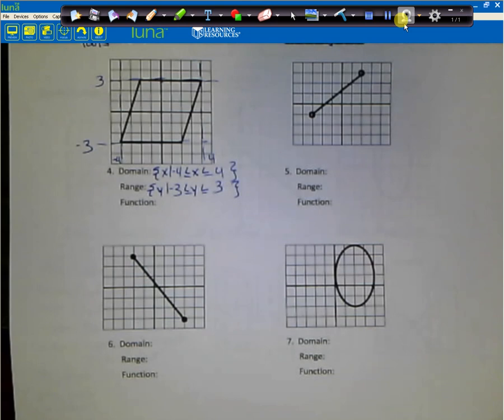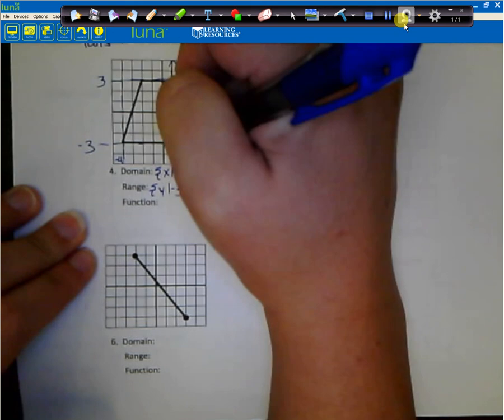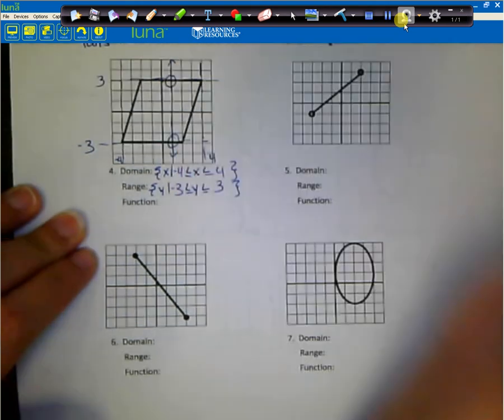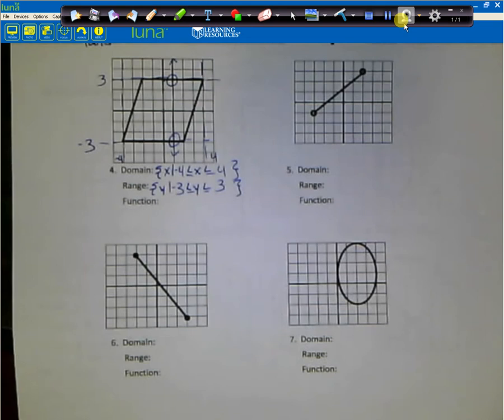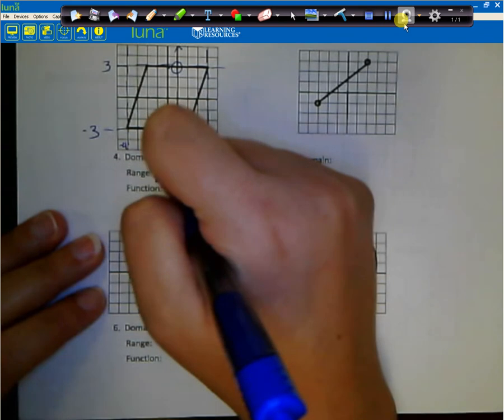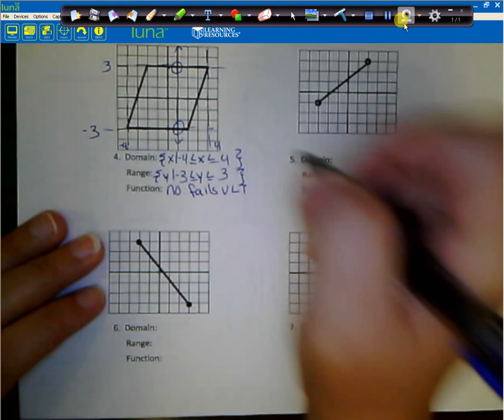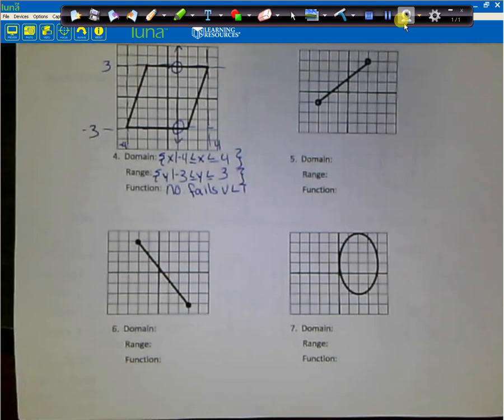Then if we're talking about a function, we're going to use the vertical line test since it's a graph. And if I draw a vertical line right here, it hits my picture 2 different times. So it is not a function. So function, we're going to say no, and we're going to say that it fails the VLT. It fails the vertical line test.